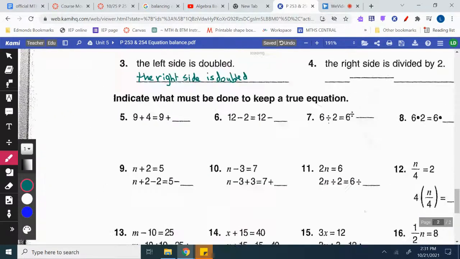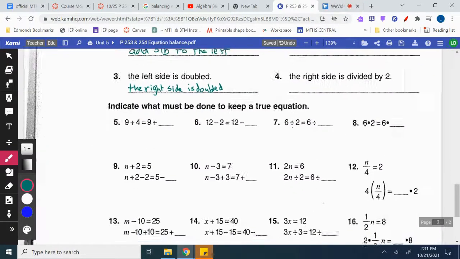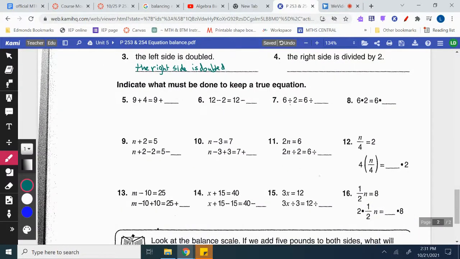All right, so I'm trying to get that straightened up. 5 through 16 is going to tell us some really cool things about what we need to do. We need to figure out what must be done to keep the equation true. So I'm trying to figure out what happened to one side so that way I can do it to the other. So I'm looking for what is different. And so the difference between this one is I added 4. So my answer is going to be plus 4.